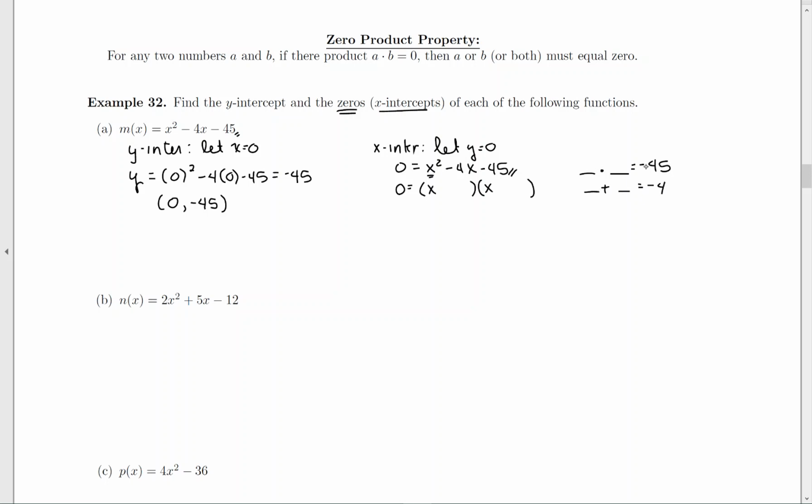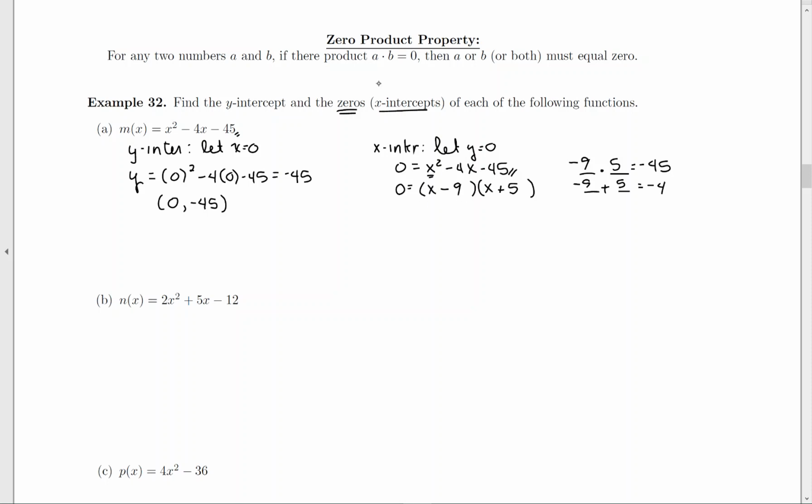So for negative 45, I'm going to consider negative 9 and a positive 5. Negative 9 times positive 5 is negative 45. Negative 9 plus 5 also gives me negative 4. So in parentheses, I'm going to write in x minus 9, x plus 5. You can always fully FOIL this out and make sure that you get x squared minus 4x minus 45.